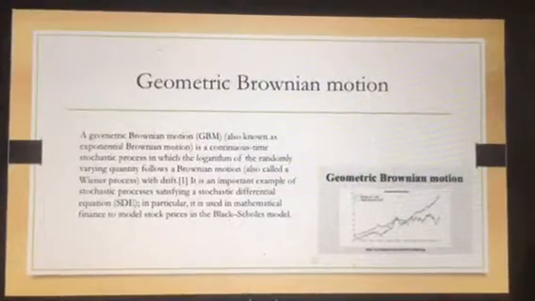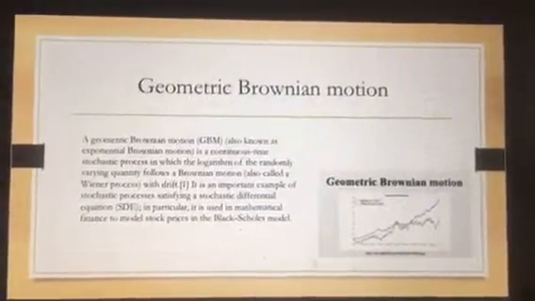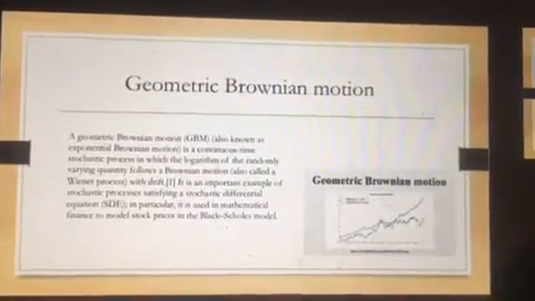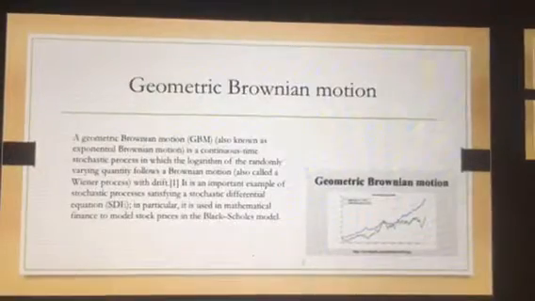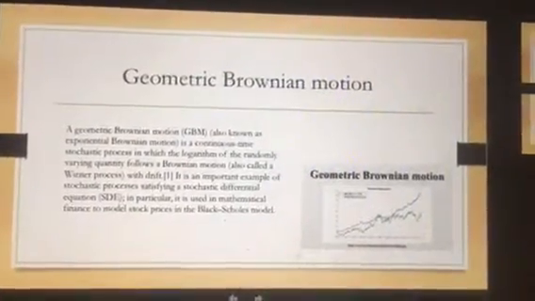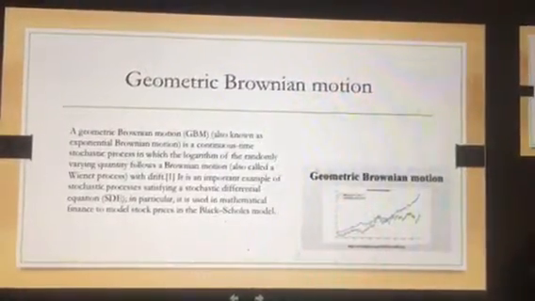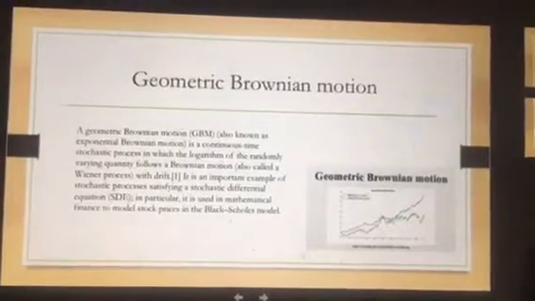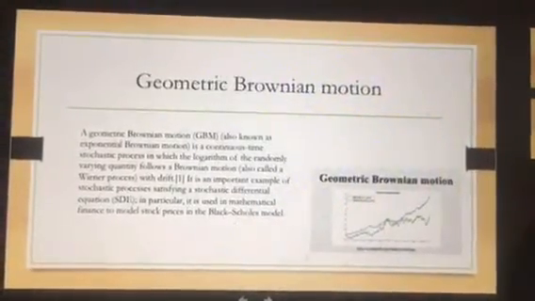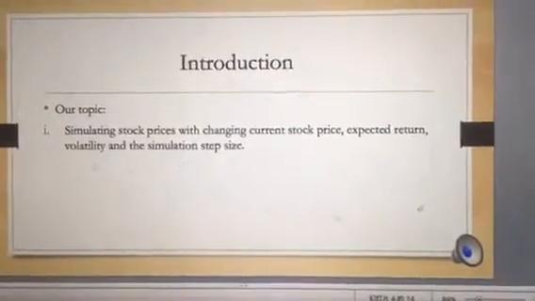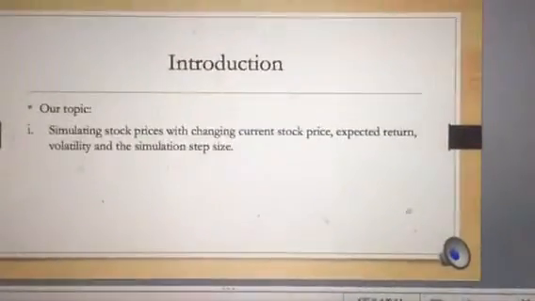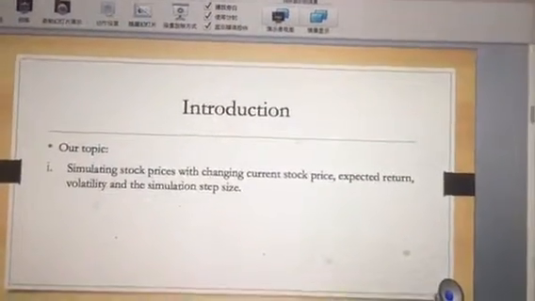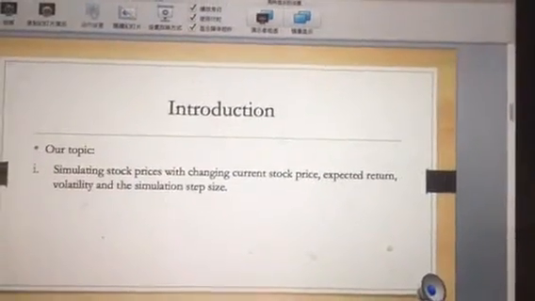geometric Brownian motion. A geometric Brownian motion is a continuous-time stochastic process in which the logarithm of the randomly varying quantity follows a Brownian motion with drift. It is an important example of a stochastic process satisfying a stochastic differential equation. In particular, it is used in mathematical finance to model stock prices in the Black-Scholes model. Thus, our project will introduce how we analyze and simulate stock prices with different current stock price, expected return, volatility, and the simulation step size by using an Excel VBA module.